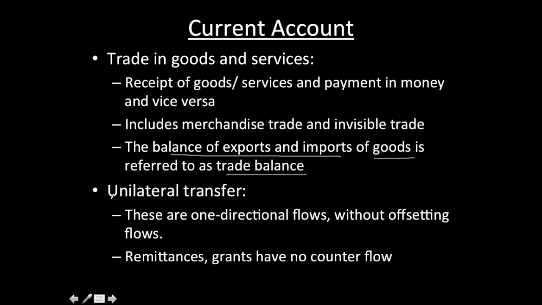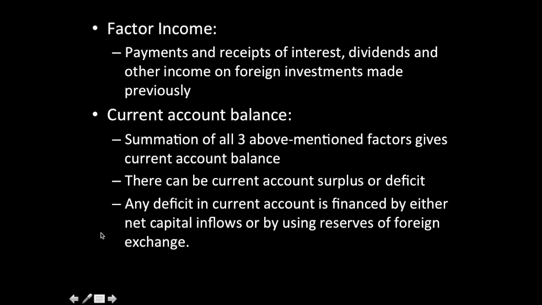Second component is unilateral transfers. What are these? These are one directional flows without offsetting flows. So these are unidirectional flows which happen inside the economy, towards the economy, or outside from the economy. Remittances and grants have no counter flow. You are not required to pay back anything in terms of remittances that you receive or grants that you receive. Those are unilateral transfers. Third component is factor income.